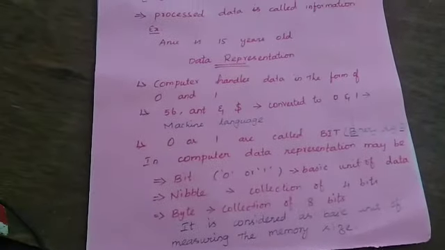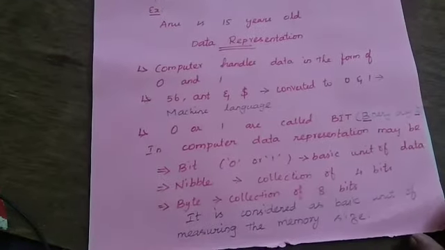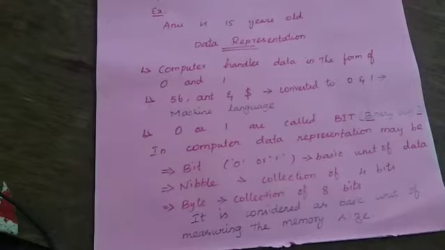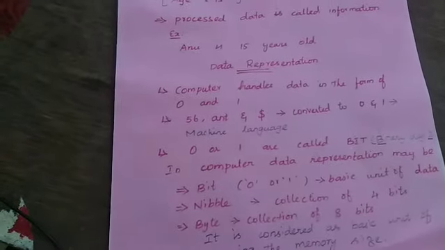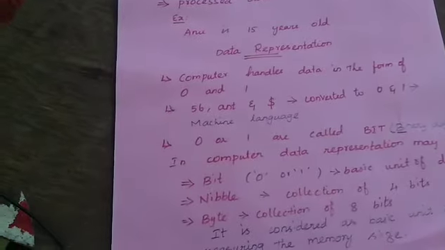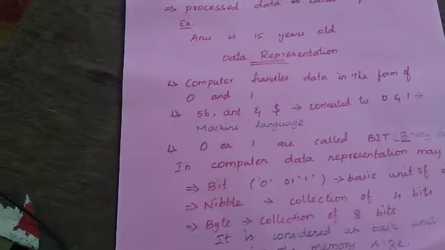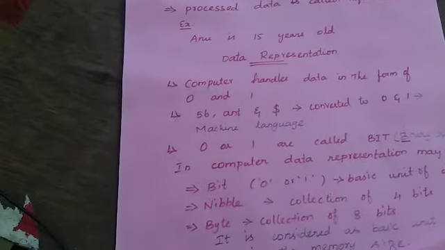And next we have to know data representation. What is meant by data representation? Computer handles data in the form of zeros and ones. That means we already know that is a binary number. Zeros and ones are called binary digits.